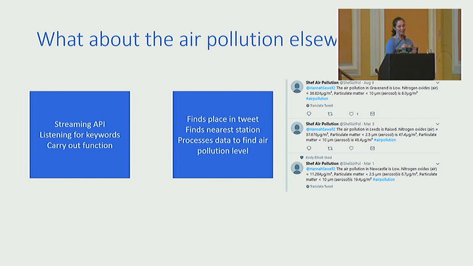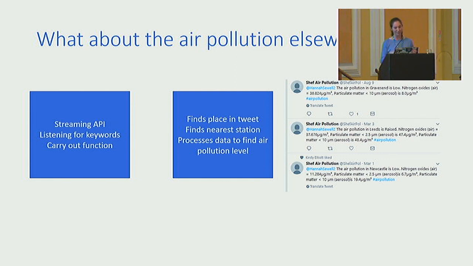So it finds the place in the tweet, finds the nearest station, and then goes and gets the data and processes the data. And there's some examples here. So the air pollution in Gravesend, which is where I grew up, Leeds, Newcastle. It quite happily went and got the air pollution data.